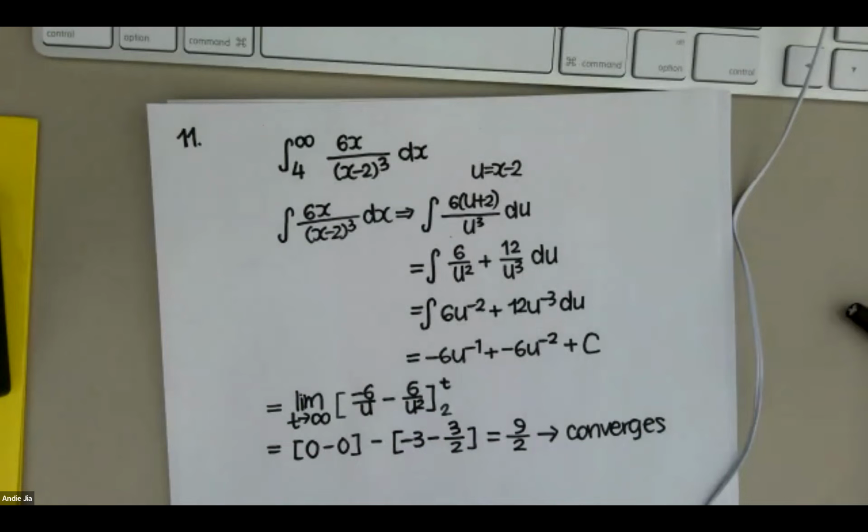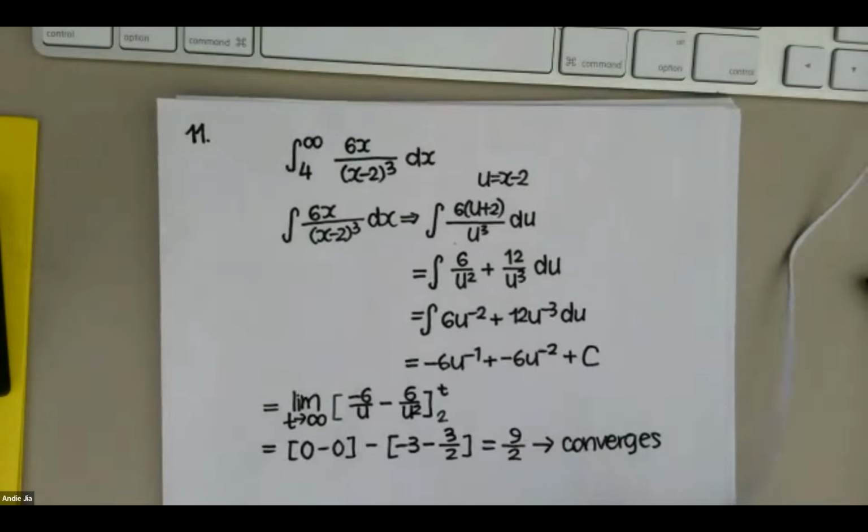Question number 12 is another long division. Do you want to skip it or do you want to do this? Because I forgot there's another partial fractions. Well, I'll just skip it first. Let's do some improper integrals.